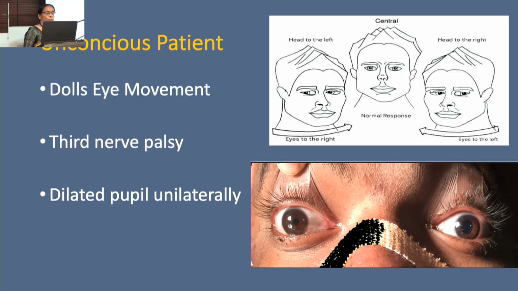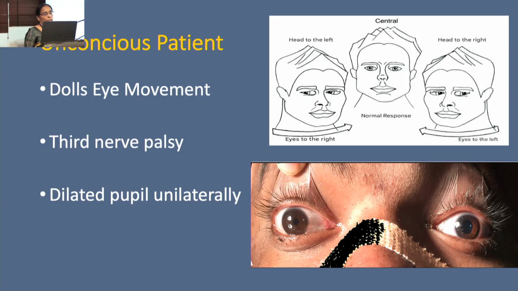Now some special conditions. Suppose the patient is unconscious, how to do a doll's eye movement, all of you should know this. All of those who have done post-graduation in casualty will know how to do it. Patient will obviously not listen to your commands. You have to move the head in all directions, and the eye should move to the opposite side. There are patients who are totally unconscious. You move the head in any direction, the eye looks absolutely straight. So that is brainstem injury. If the eyeball is not moving, you have to suspect a brainstem injury.